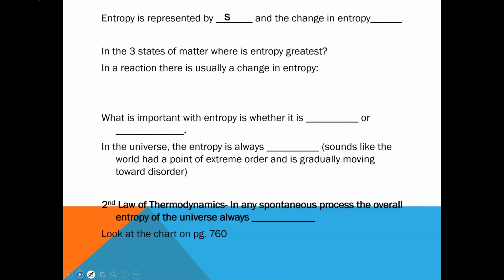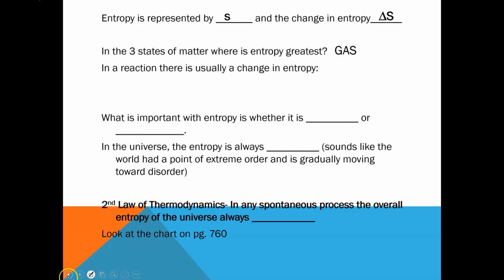And entropy, we represent it by S. And a change in entropy would look like a delta S or a triangle S, which we already know because we've been dealing with change and deltas all second semester. So if I have the three states of matter, solid, liquid, gas, where do you think entropy is going to be the greatest, or the randomness is increasing? If you guessed gases, you are absolutely correct. Gases have the greatest entropy.